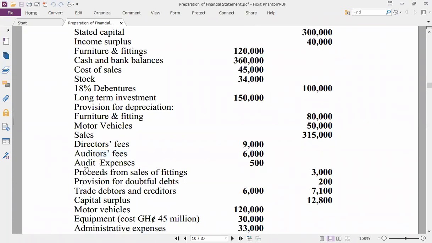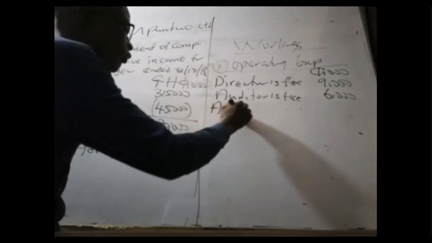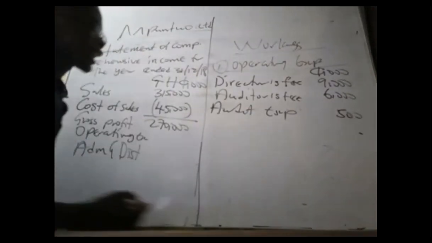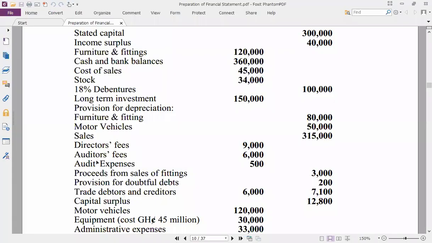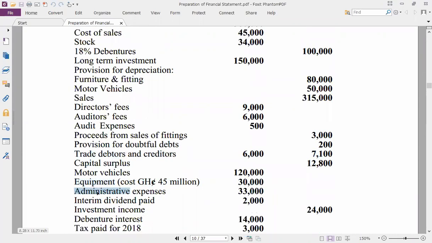Audit expenses is 500. So let's go. Audit expenses 500. Next item. The next item will be proceeds, no. Provision, no. Trade debtors, no. Capital surplus, no. Motor, no. Equipment, no. Look at where they got admin.